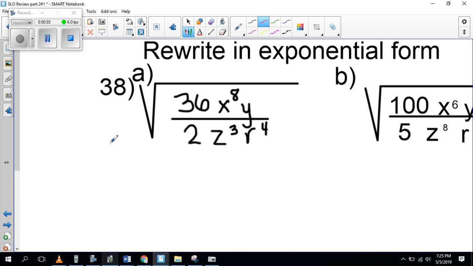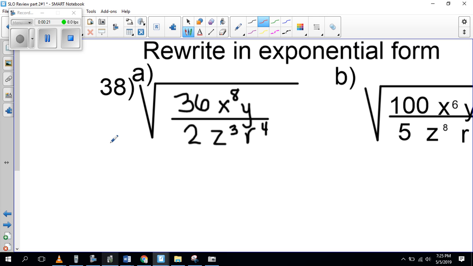Okay, so this is number 38 from the slow. This is 38 example, where we're writing this in exponential form. So if we look at letter A, it says, what is the square root of 36x to the 8th y divided by 2z to the 3rd r to the 4th?